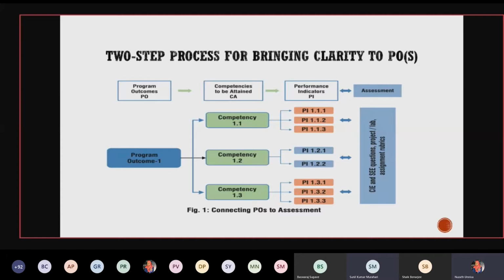We need to understand how we have one more example listed here, which is the 10th program outcome, communication. Again, if you try to understand the program outcome pertaining to communication, it has 3 competencies.